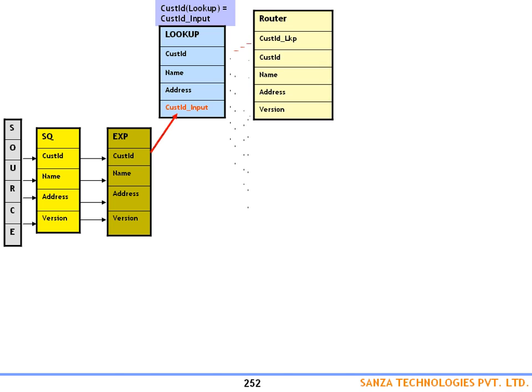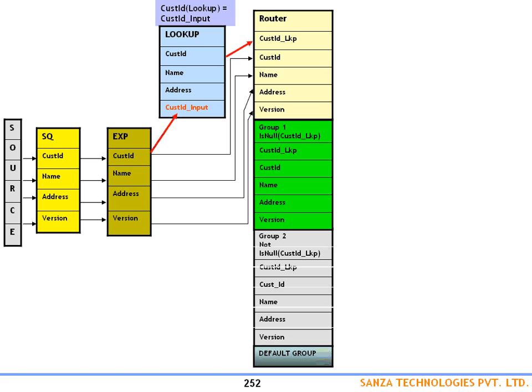Then we will split the data with a router transformation. I will take the customer ID lookup, like the salary you have taken in the 7th mapping. I am taking only the customer ID, because in this mapping I only find if the record exists or not. So if the customer ID coming from my lookup returns a null value, it means the condition failed. If it returns a value, it means the customer ID exists. With that understanding, we created a router.